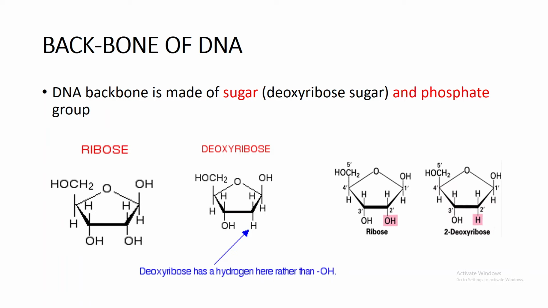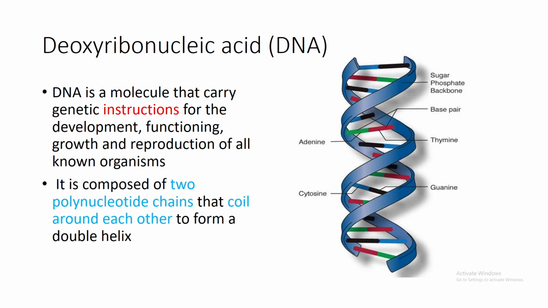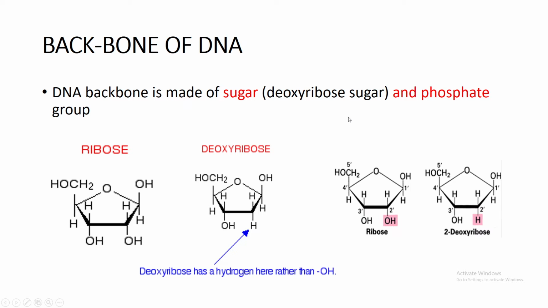The DNA has a backbone, and this backbone is in this chain here. This is a backbone here. This backbone is made of sugar and a phosphate group. This sugar is a ribose sugar. This is the structure of a ribose sugar. It has 5 carbons. This is carbon number 1 here, 2, 3, 4, 5.